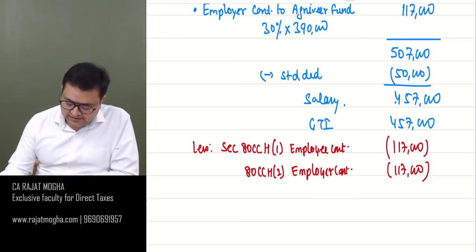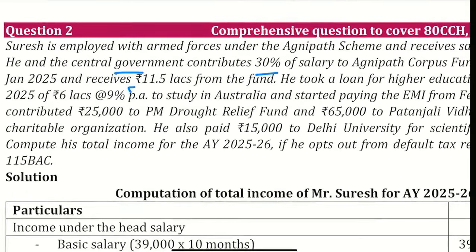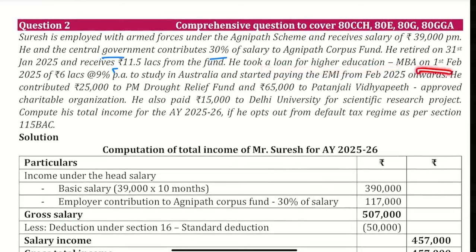Now, let us read the remaining question. He retired on 31st January 25. Okay, we have taken 10 months and he receives 11.5 lakh from the fund. Guys, he received 11.5 lakh from the fund. Completely exempt. Now, he took a loan for higher education, MBA, on 1st February 2026 for rupees 6 lakh at 9% per annum to study in Australia, and started paying EMI from February 25 onwards. Okay. So till here, it is an education loan.